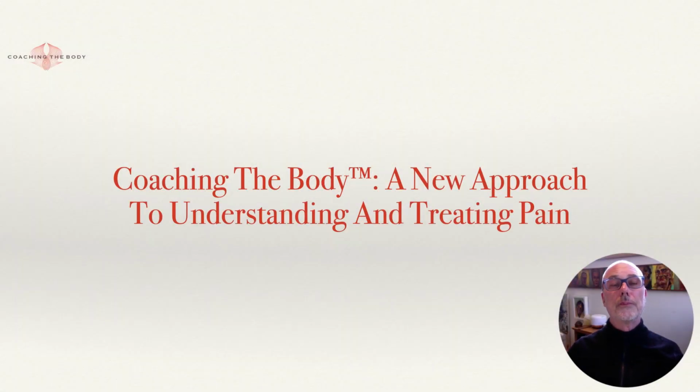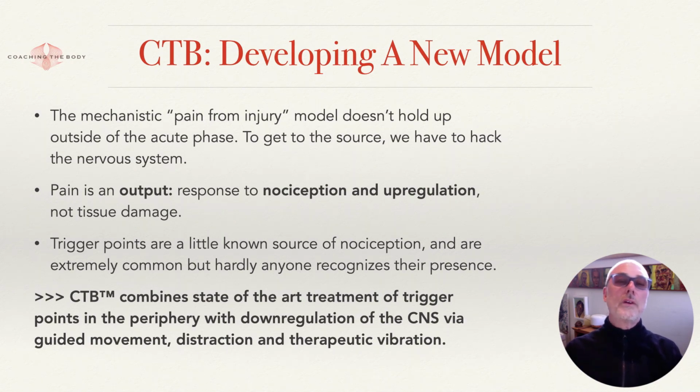So, I want to talk about coaching the body and how we approach understanding pain, because you have to get to the source of it, as we've already talked about, and then how to treat it. So, the CTB model takes into account all of these important issues that we've been talking about. You have to consider satellite referral. You have to consider the state of the central nervous system because that's really what controls the muscles, controls the experience of pain. So we can't just think of this as something's broken and I rub it and it'll feel better and I'll somehow fix it. It really doesn't work that way.